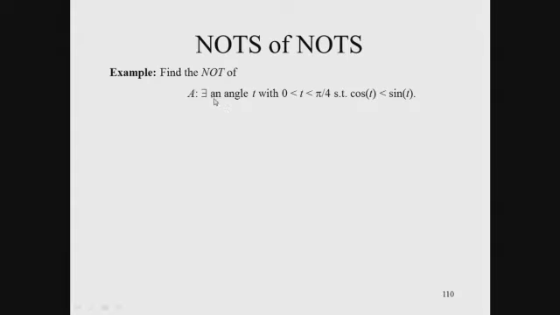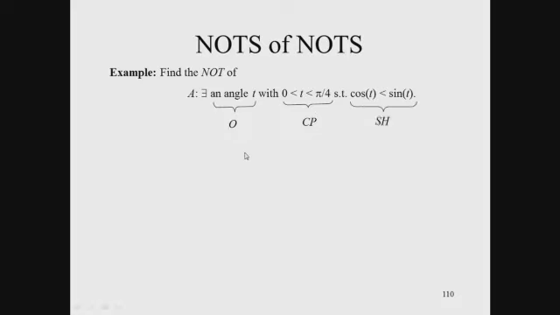Let's find the negation of the statement, there is an angle t between 0 and pi over 4 such that cosine of t is less than sine of t. Let's identify the objects, the certain property, and the something that happens. What's the object here? There is an angle t. An angle t is the object. The certain property is t is between 0 and pi over 4. And the something that happens is cosine of t less than sine of t.